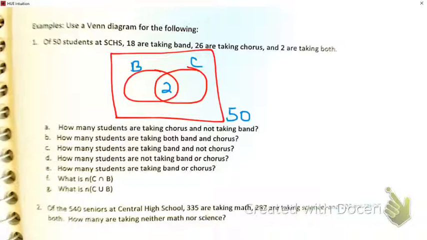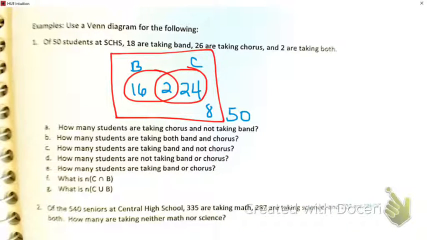So how many people are only taking band? 16. So I subtract the 18 minus 2 to get that number. 24 taking chorus. All right, and then we want to figure out one more thing, which is the part outside the circles but inside the rectangle, the number of people that are taking neither. So 16 plus 2 plus 24 is 42. But then we subtract that from 50, and we get 8.